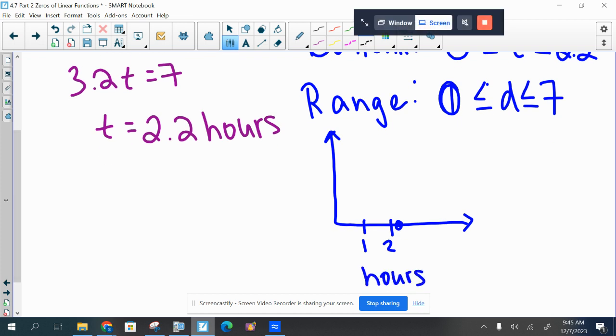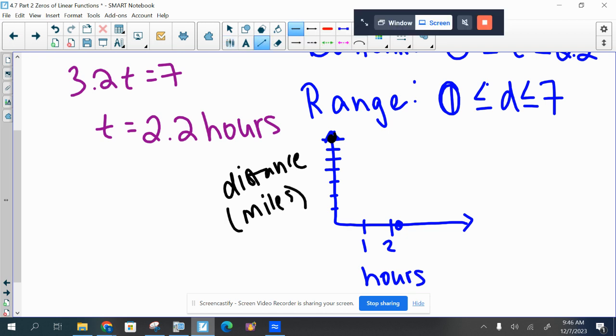And then your range is from 0 to 7. So 1, 2, 3, 4, 5, 6, 7. Put a point up here. This would be distance in miles. And then you draw a line from one intercept to the other.